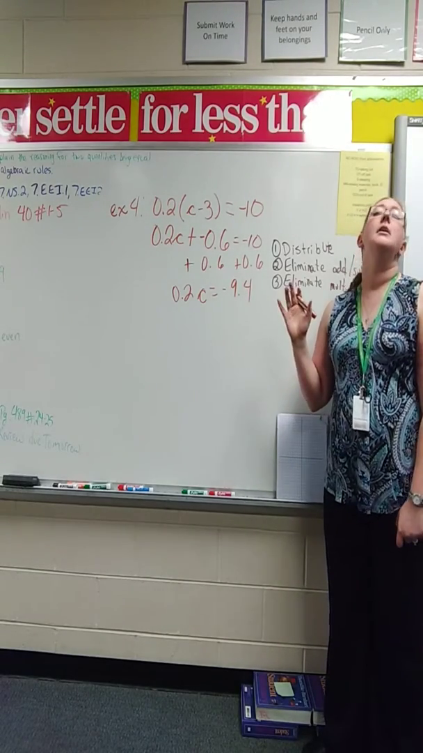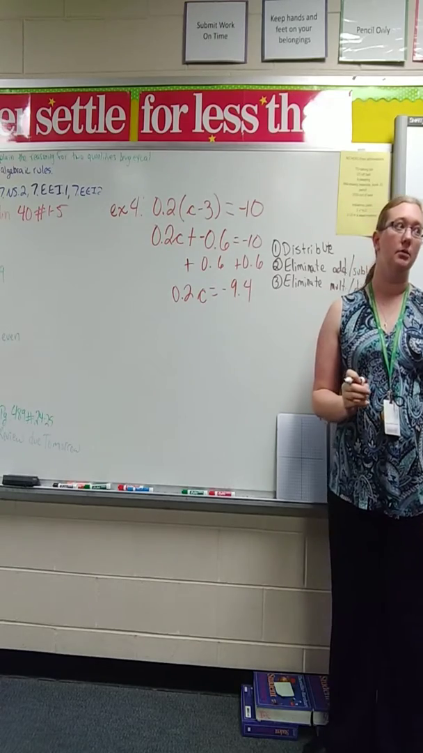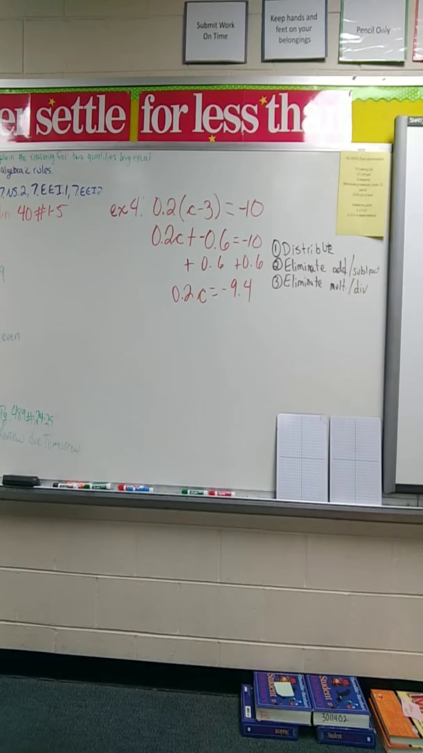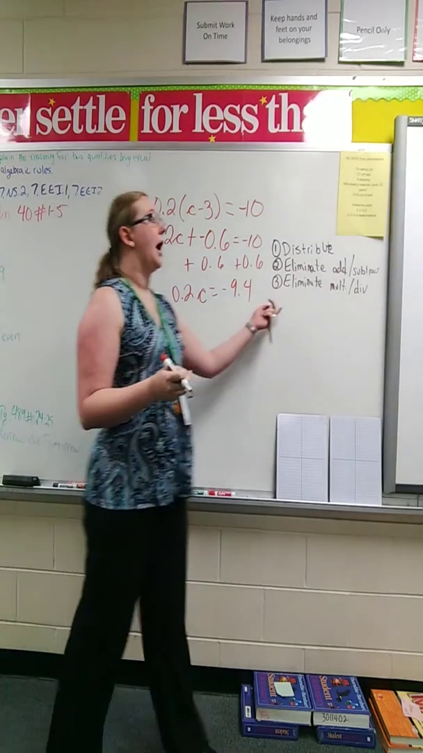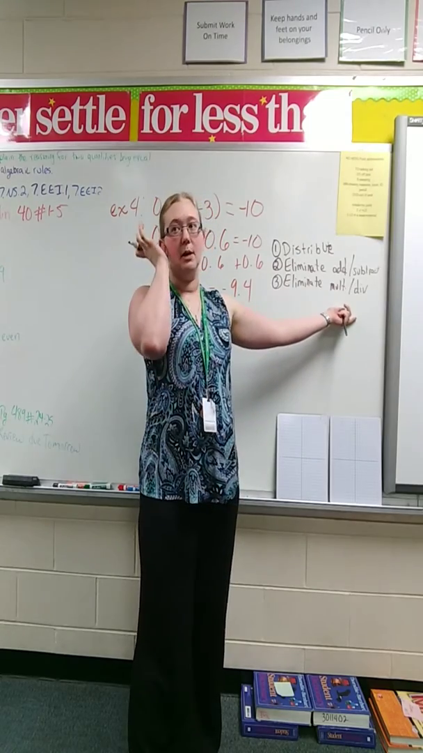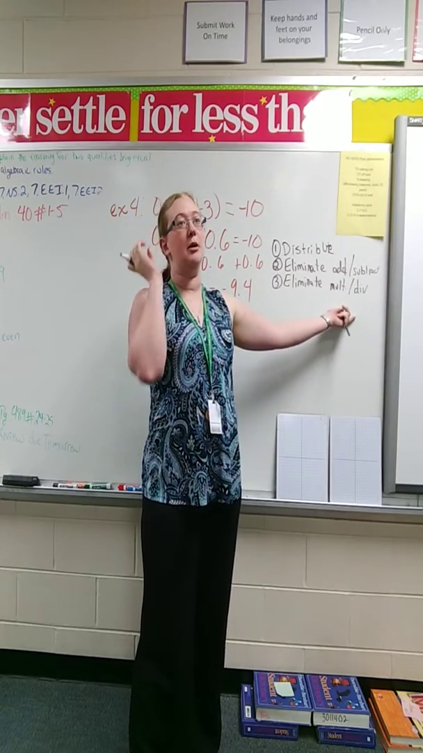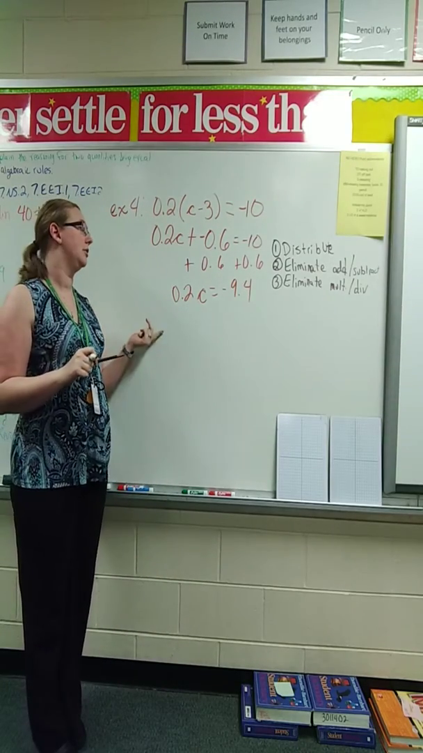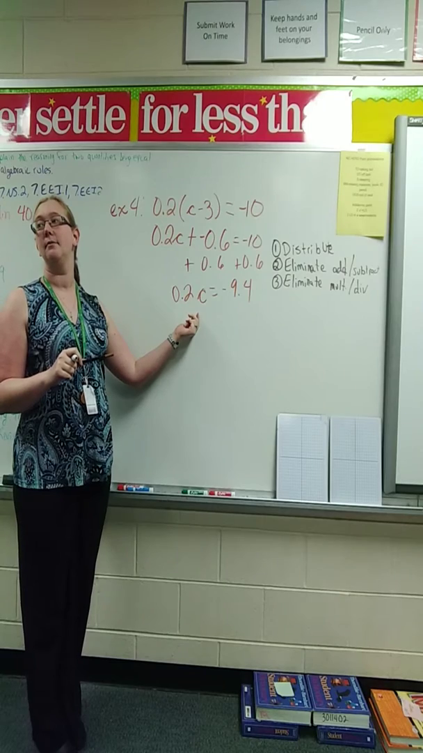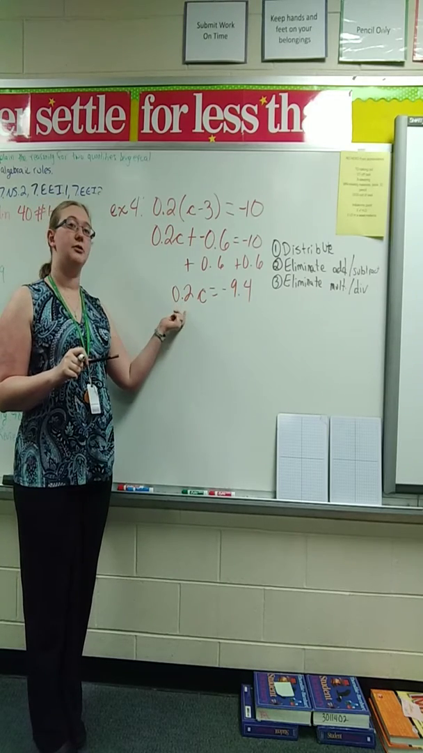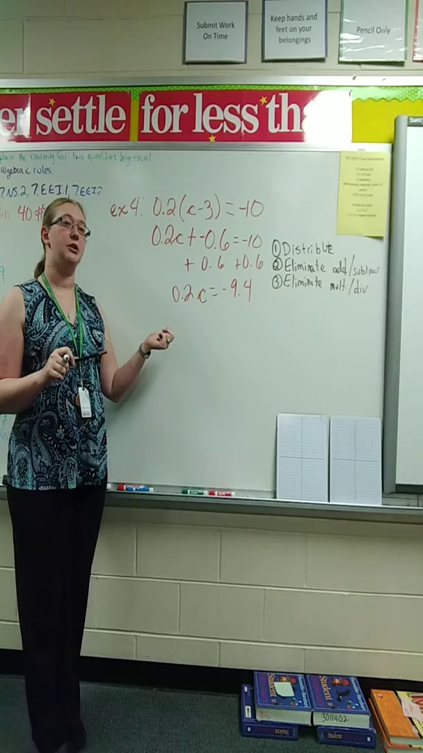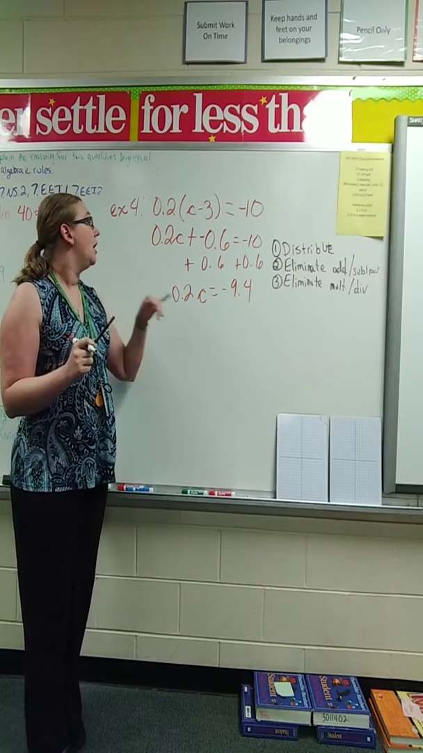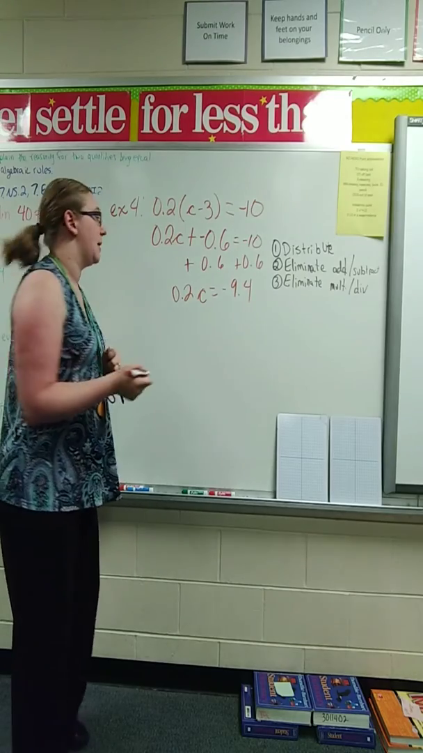Now what do I need to do? What does step 3 tell me to do? Eliminate the multiplication, so divide. I have multiplied together 0.2 and C. Those two things are multiplied. We're going to divide both sides by 0.2.